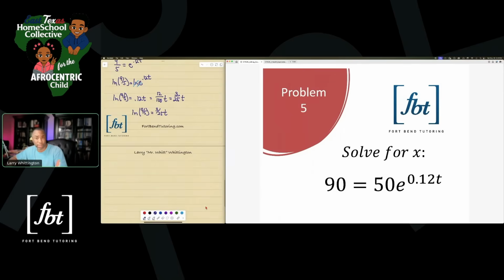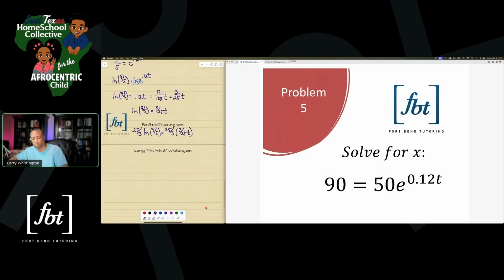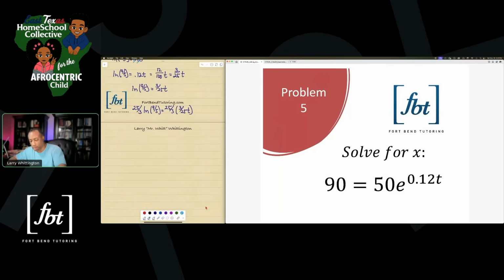And then we can multiply both sides by the reciprocal, which is going to be 25/3. So we have 25/3 times the natural log of 9/5, and this equals 25/3 times 3/25ths t, like so. On the right side, all that cancels out except for the variable t. Matter of fact, I'm going to write that t first now. I'm going to say that we have 25 times the natural log of 9/5 all over 3. There you go. So you could write it like that, and that would be fine. That would be the right answer.